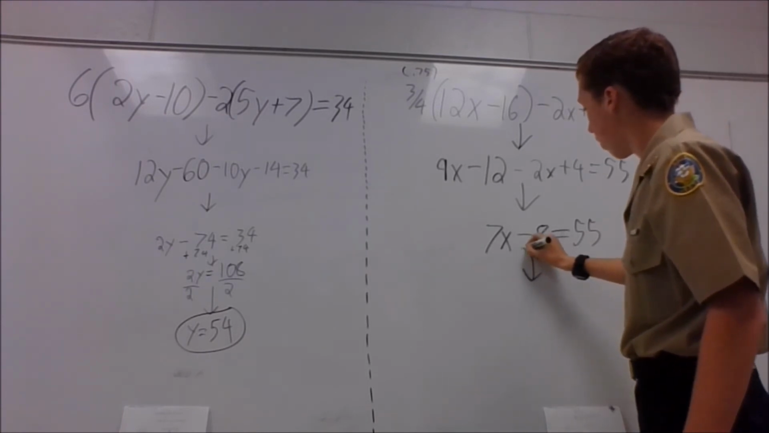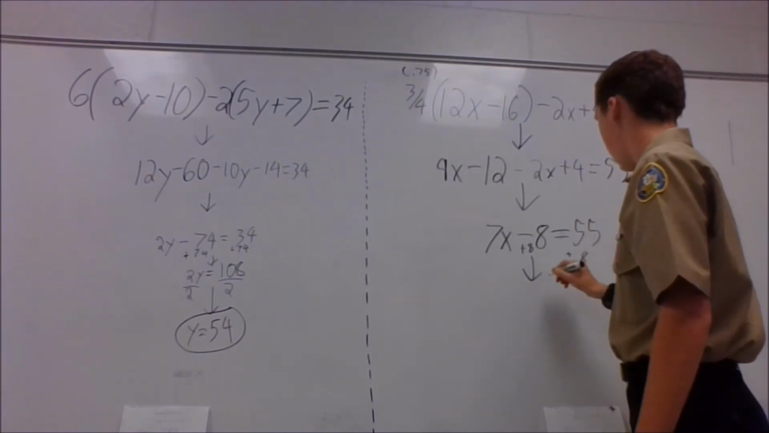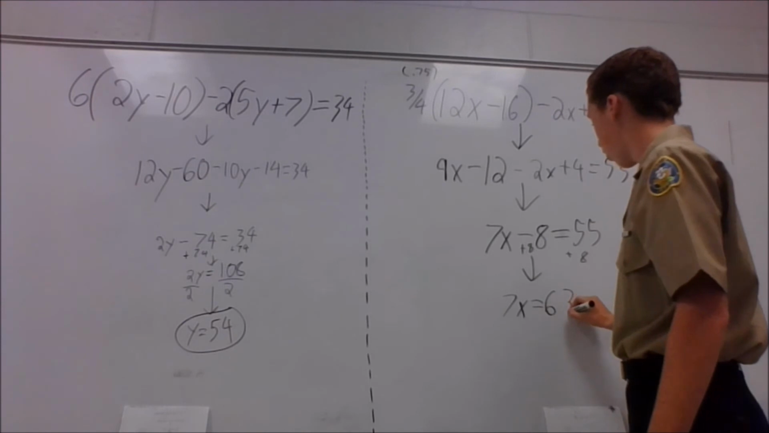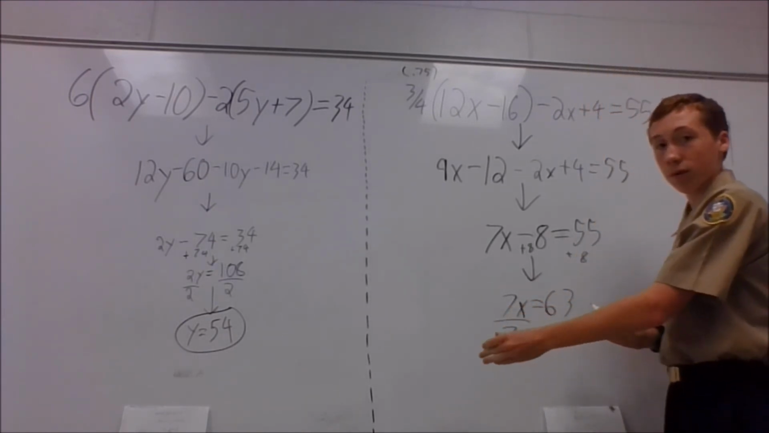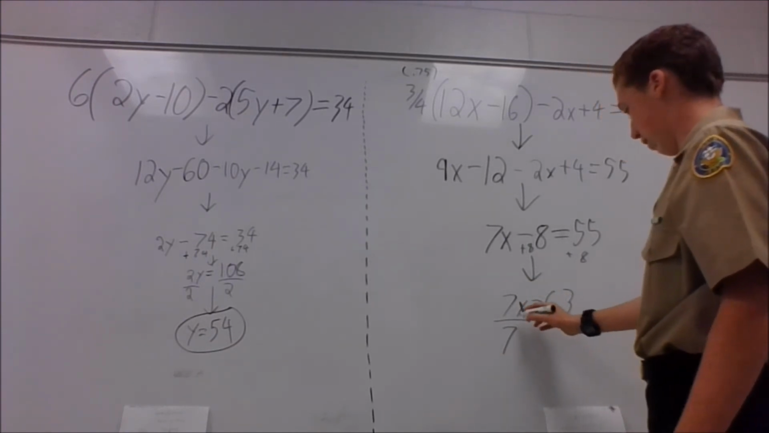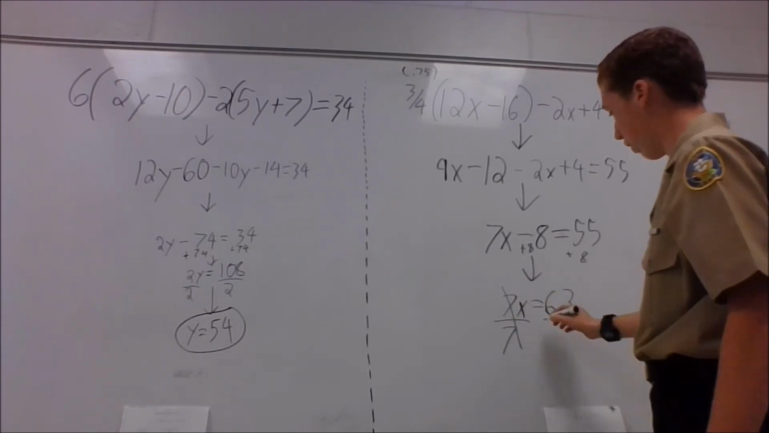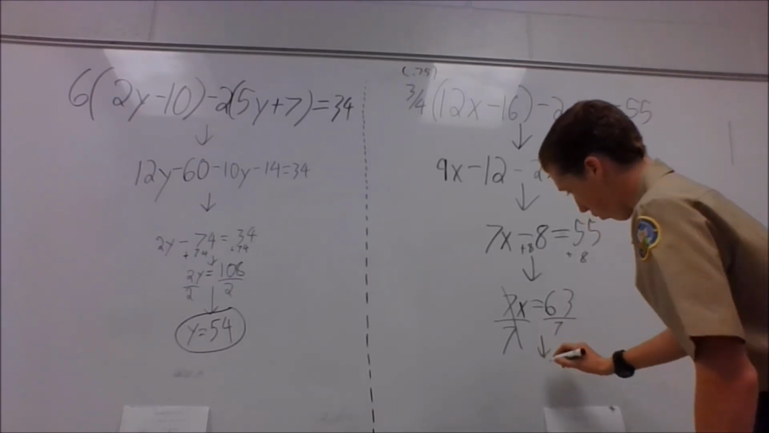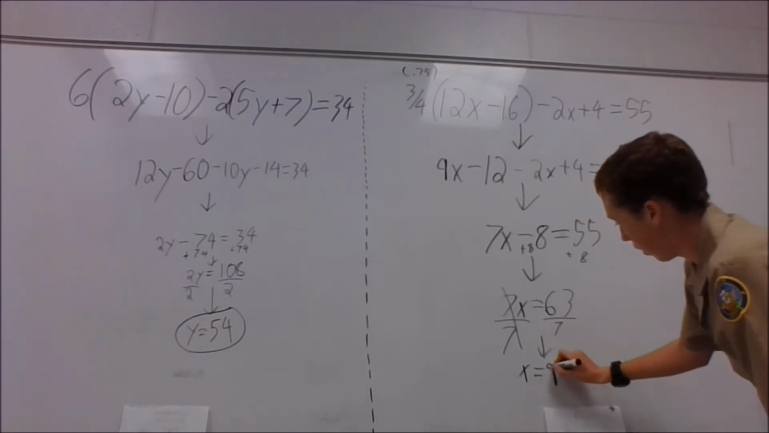Draw your arrow. This is a two-step equation. Let's make it a one-step. Plus 8, 7x equals 63. Let's go ahead and get x by itself. This is a one-step equation. 7 divided by 7 is going to cancel itself out. Whatever you do to one side, you have to do to the other. So 63 divided by 7. Draw your arrow one last time. X equals 9.